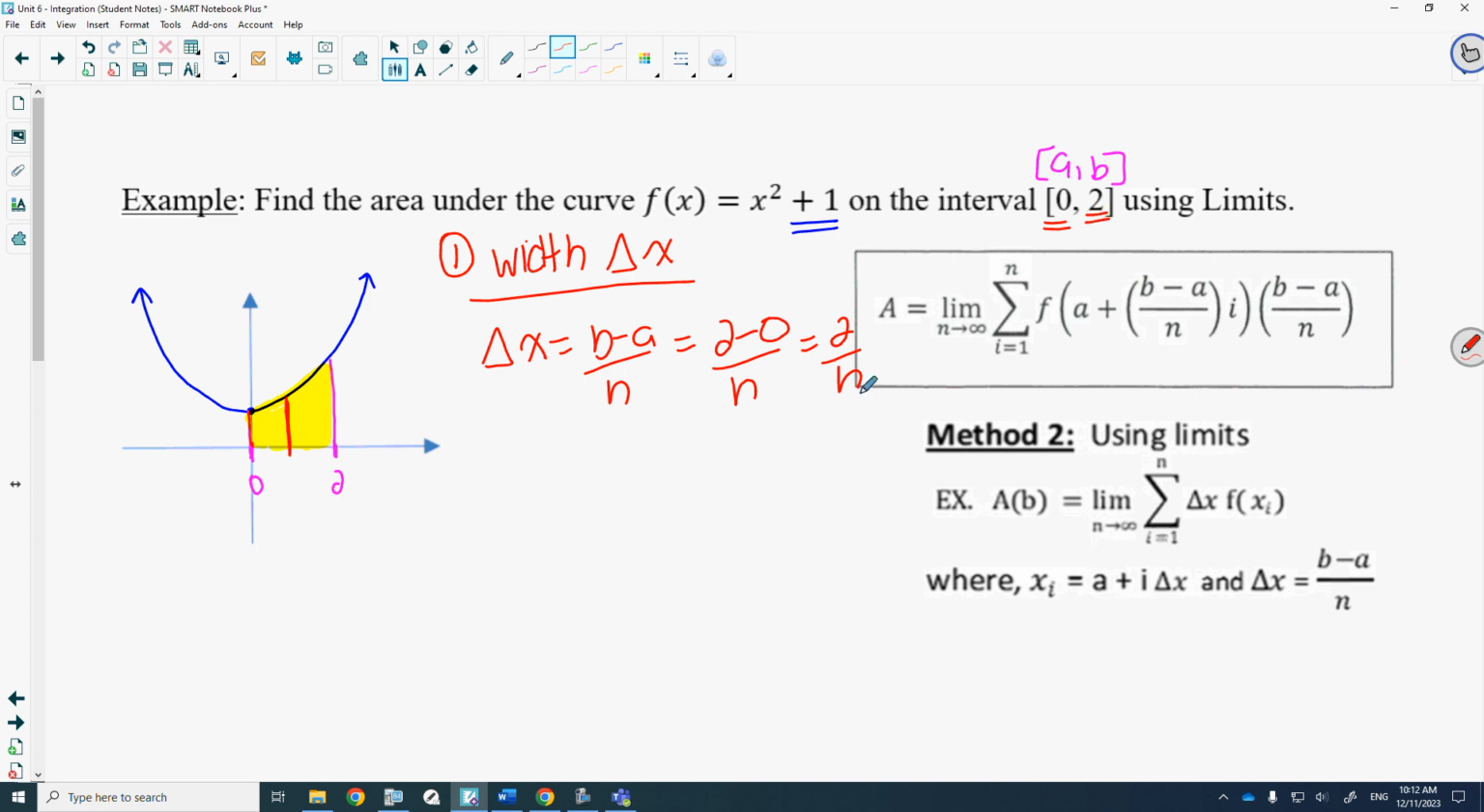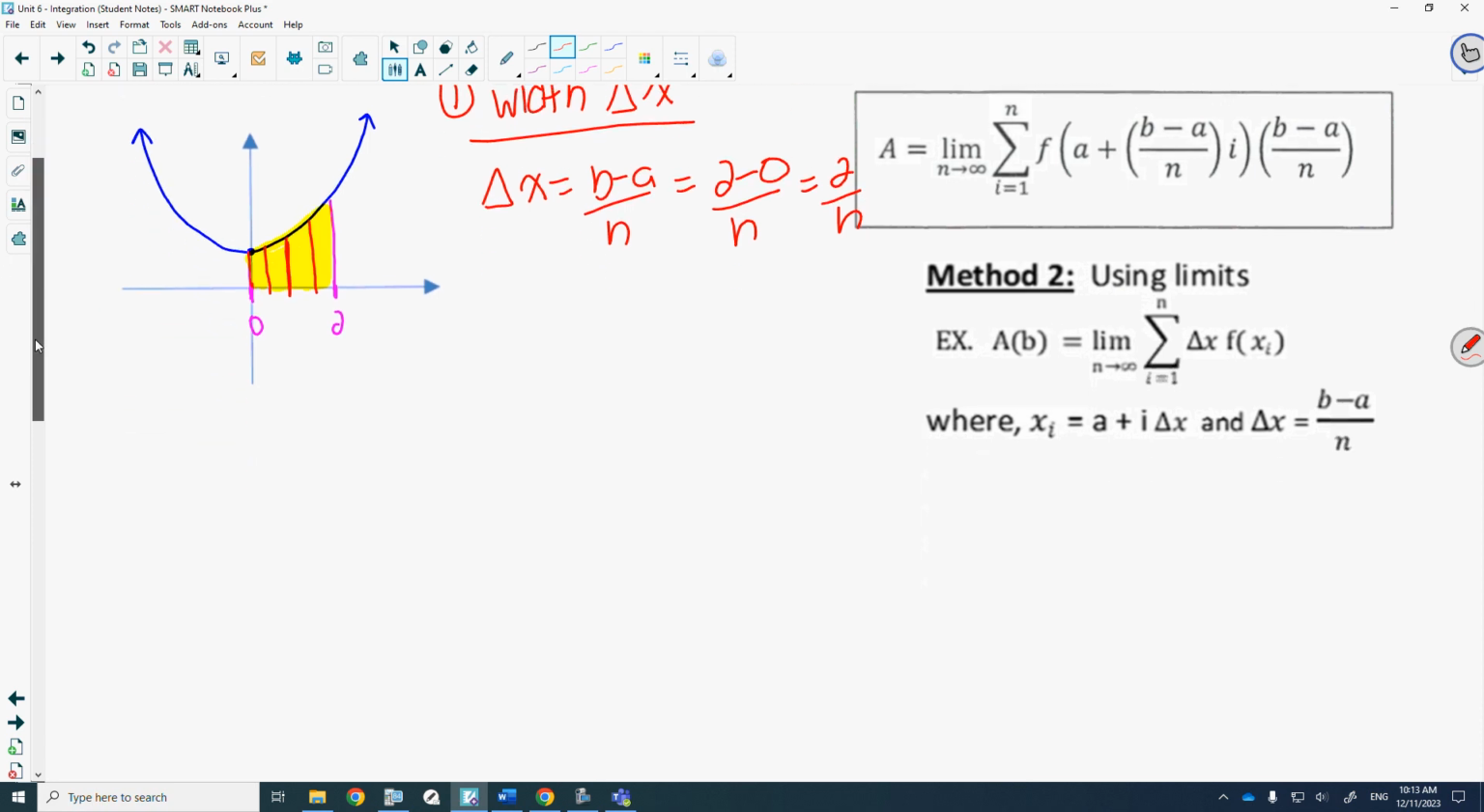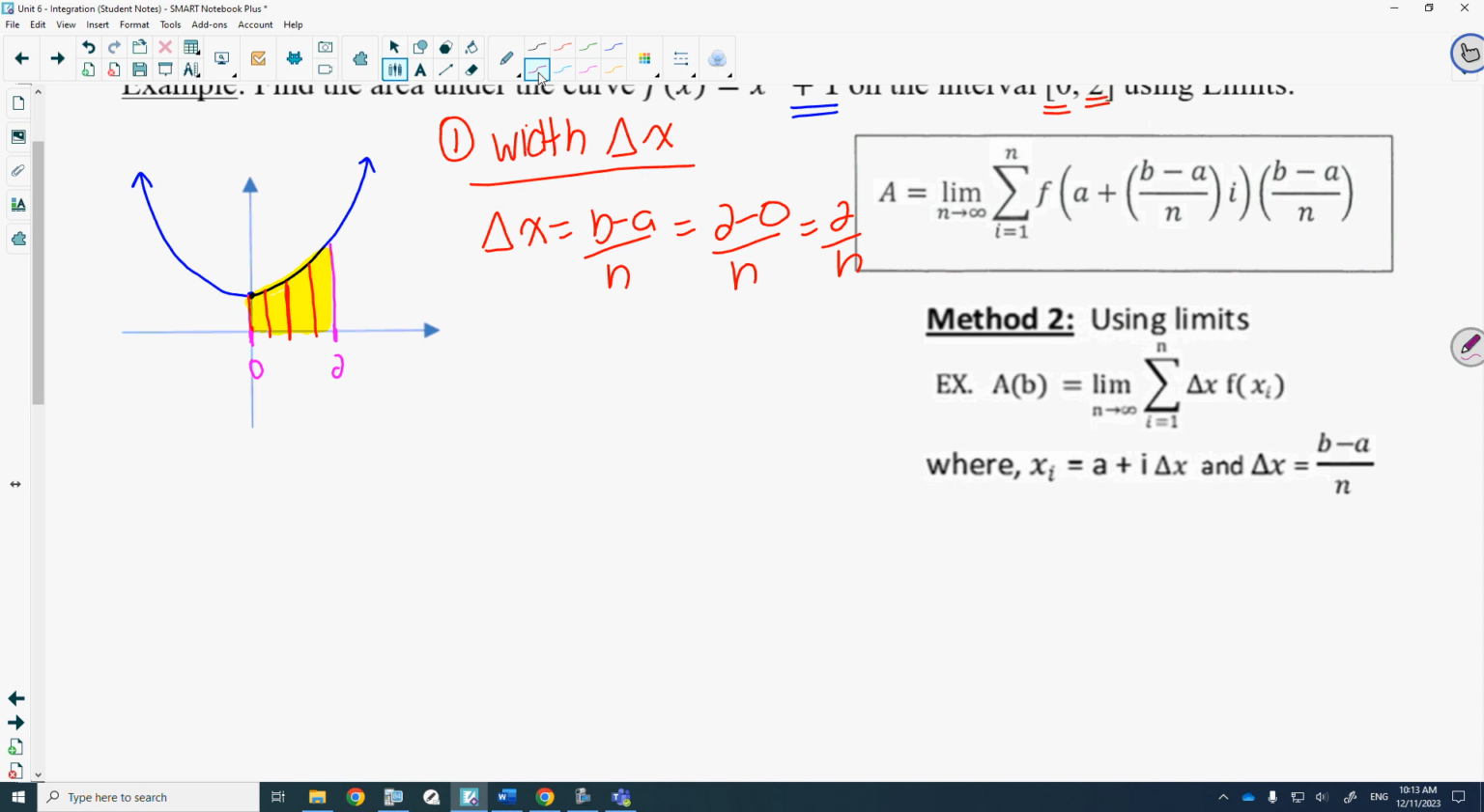If I have 4 rectangles, if n is 4, then 2 divided by 4 is 0.5. The width of each rectangle would be 0.5. What we want, though, is infinite rectangles. 2 divided by infinity would give me a width that approaches 0. The more rectangles we have, the more accurate our area is going to be. So there's the width of my rectangle, so 2 over n.